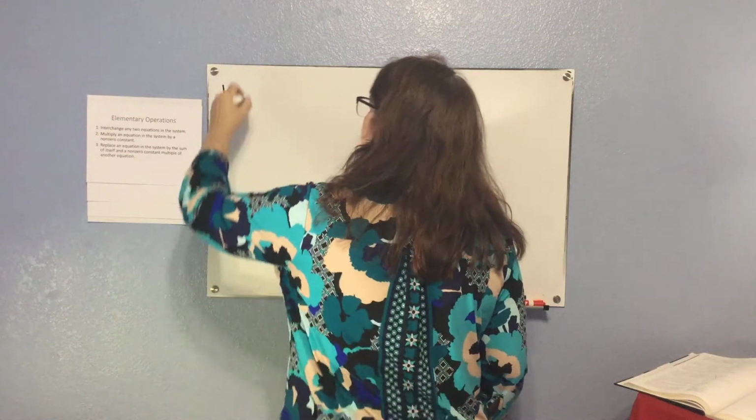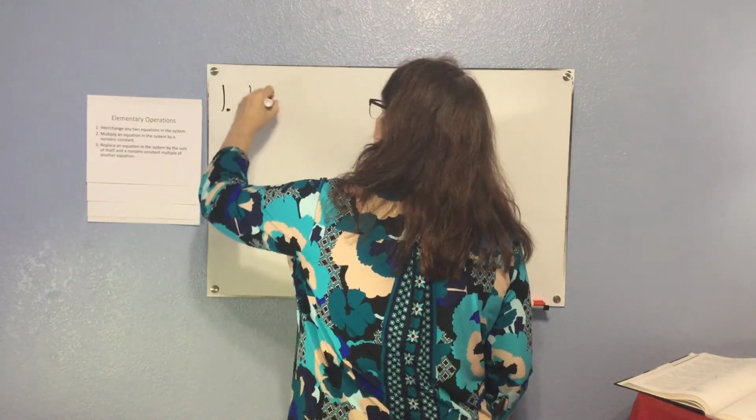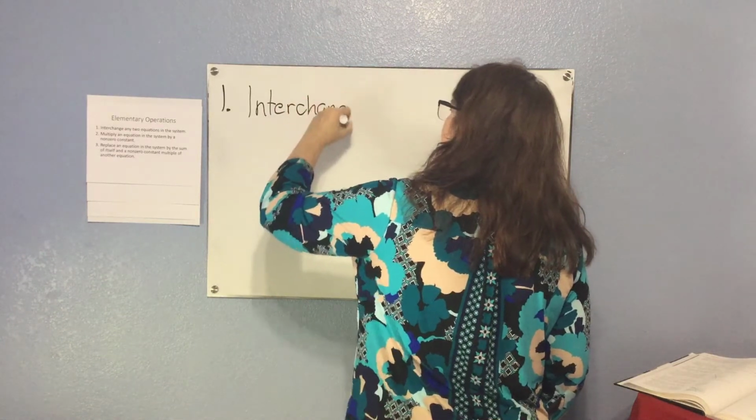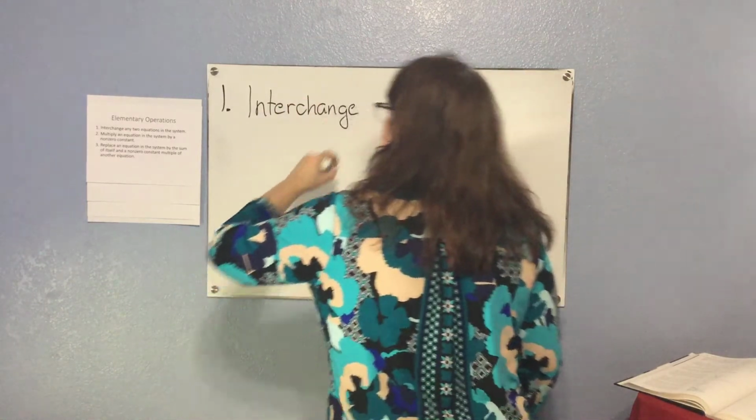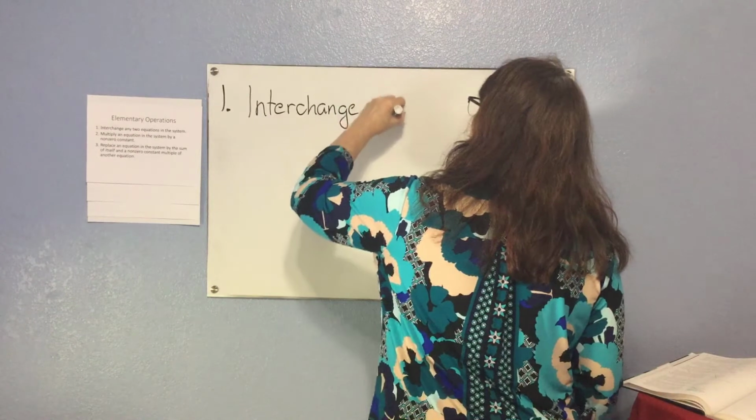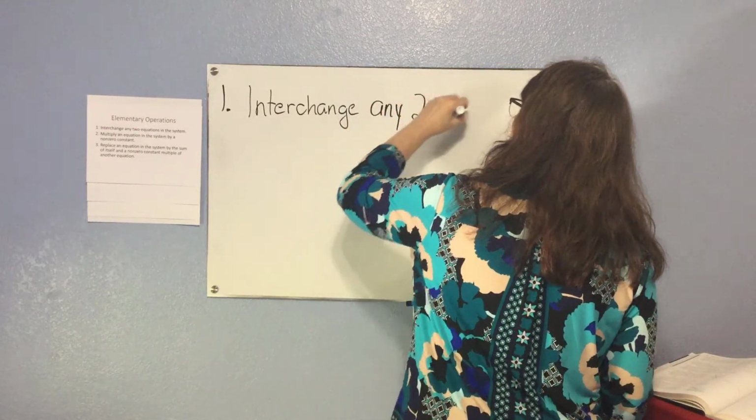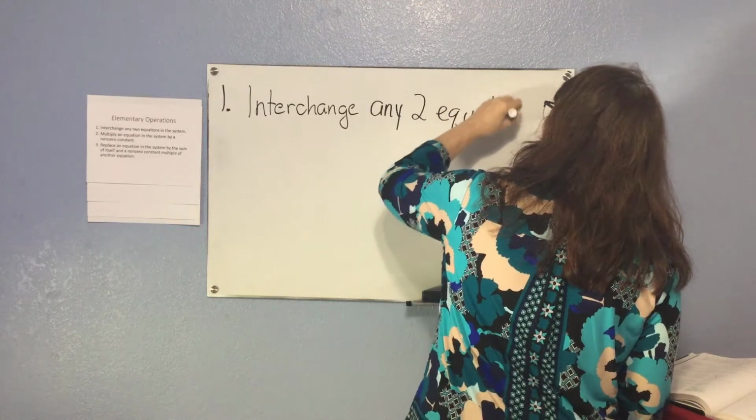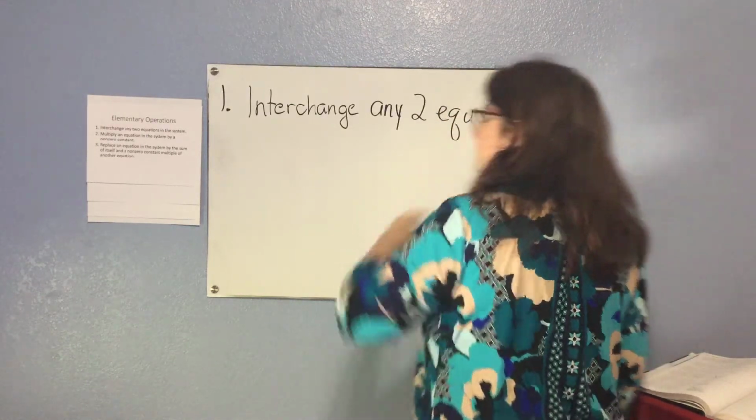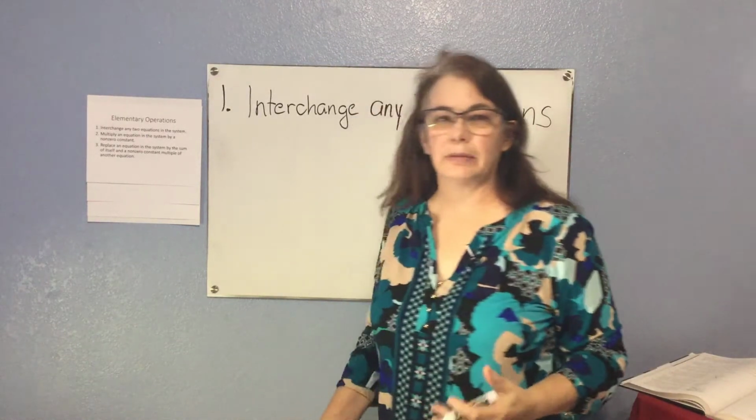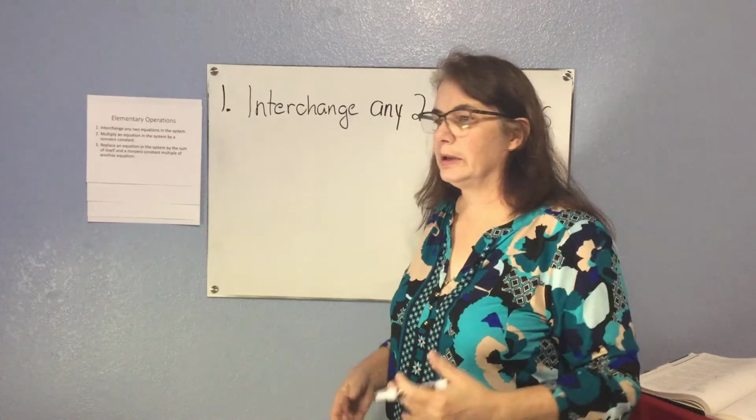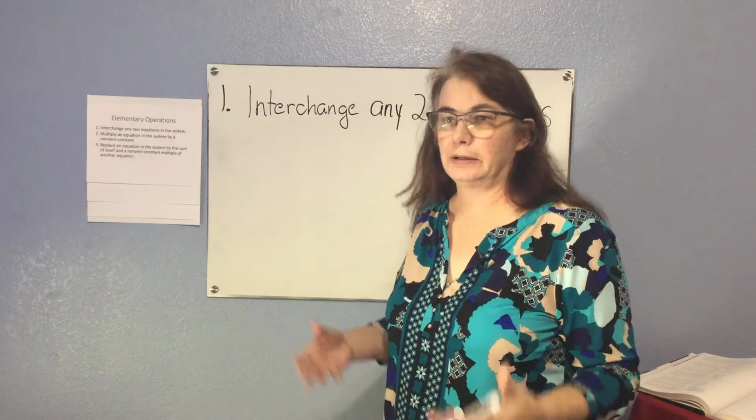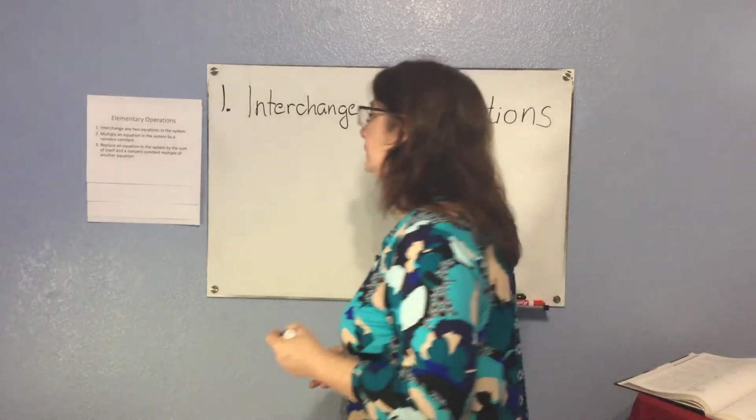The first one is that I can interchange any two equations. The order of the equations in a system doesn't have any bearing on the solution, so if I want one particular equation to be the first one, I just move it up to the top.